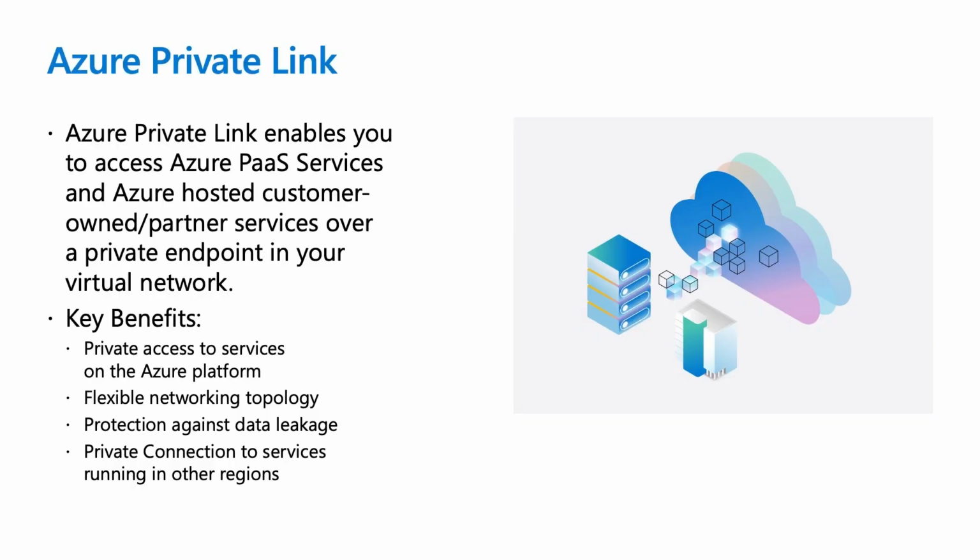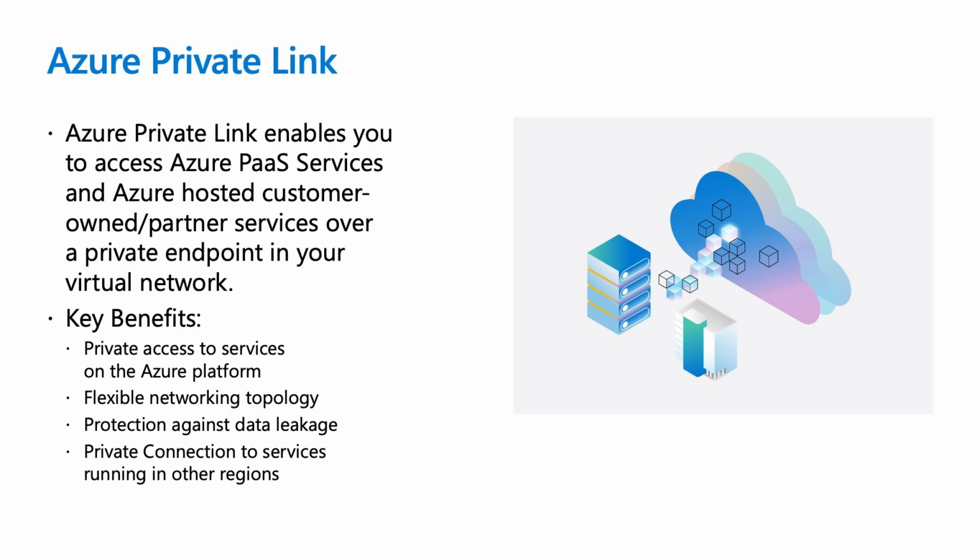So let's start off talking about Azure Private Link. Azure Private Link is a service inside of Azure that allows you to connect to PaaS services and other services using a private endpoint in your virtual network, like the VNet that we were just looking at in the first demo. It provides some key benefits, including private and secure access to services on the Azure platform.